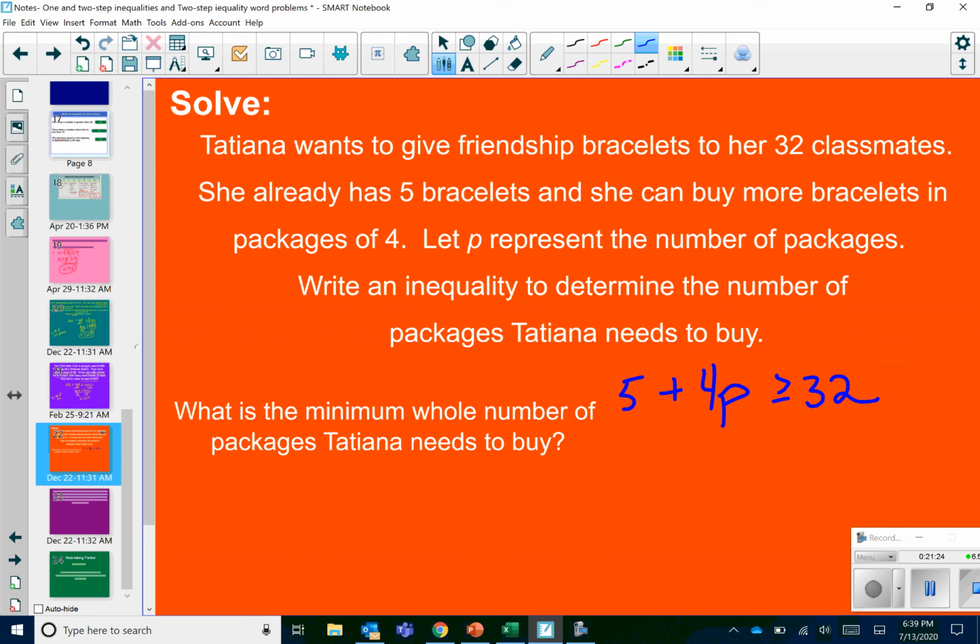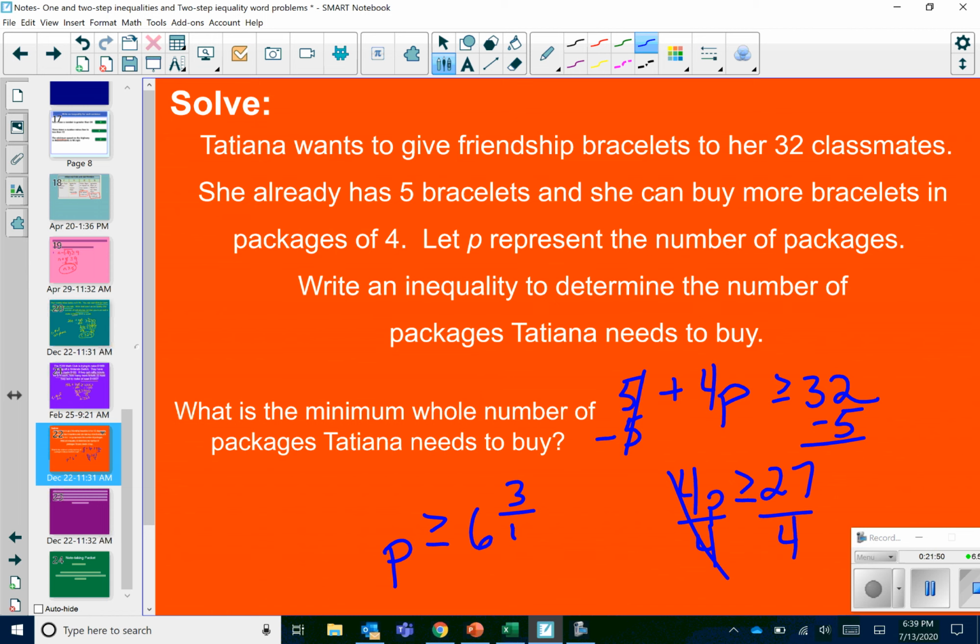So now let's go ahead and solve it. I'm going to subtract 5 on both sides. This is where some of them can get a little tricky. So we've got 4p is greater than or equal to 32 minus 5, which is 27. And then if I divide through, notice that it's not going to divide evenly. Let's just convert it to a mixed number. So 4 goes into 27 6 times, and you have 3 left over. So she needs to get 6 3/4 packages or more.